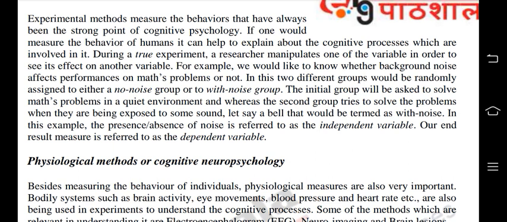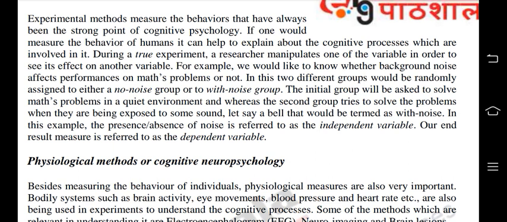During a true experiment, a researcher manipulates one of the variables in order to see its effect on another variable. For example, we would like to know whether background noise affects performance on math problems or not. In this, two different groups would be randomly assigned to either a no-noise group or a with-noise group. The first group will be asked to solve math problems in a quiet environment, whereas the second group tries to solve the problems while being exposed to some sound, let's say a bell, that would be termed as with noise.